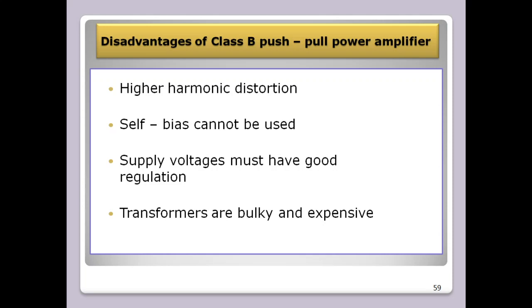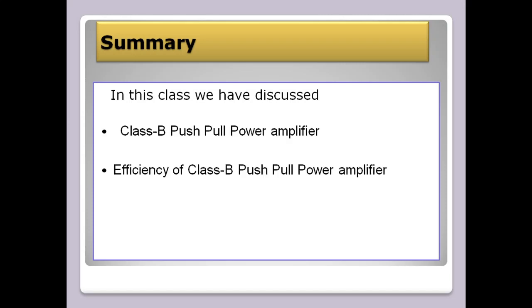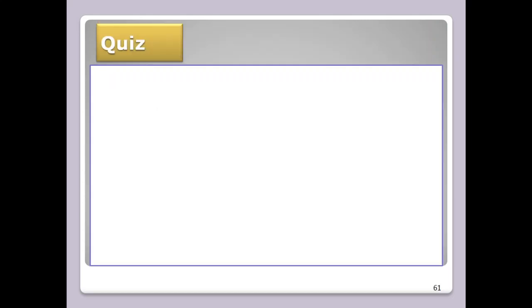Transformers are bulky and expensive because two transformers are used here, with a center tap, and it is difficult to locate the exact center of the transformer center tap. So in today's class we have discussed the class B push pull power amplifier, circuit diagram, operation and class B operation, and the efficiency of the class B push pull amplifier, advantages and disadvantages.